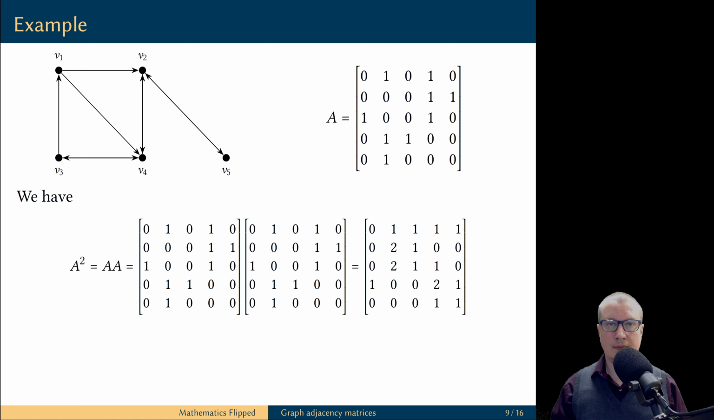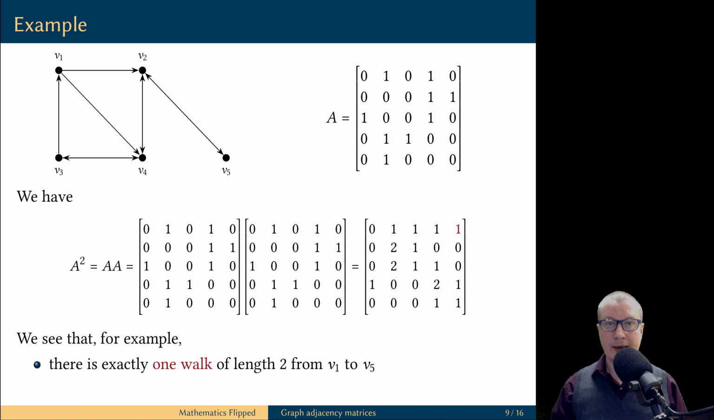If you know the method of mathematical induction, it would be a nice simple exercise to construct this proof. Let's apply this result now to count the number of walks of length 2 from one vertex to another vertex in our graph. For this, we take the adjacency matrix and we compute the square of this matrix, which means we multiply the matrix by itself. Now, looking at the product matrix, we can conclude right away that, for example, there is exactly one walk of length 2 from V1 to V5.